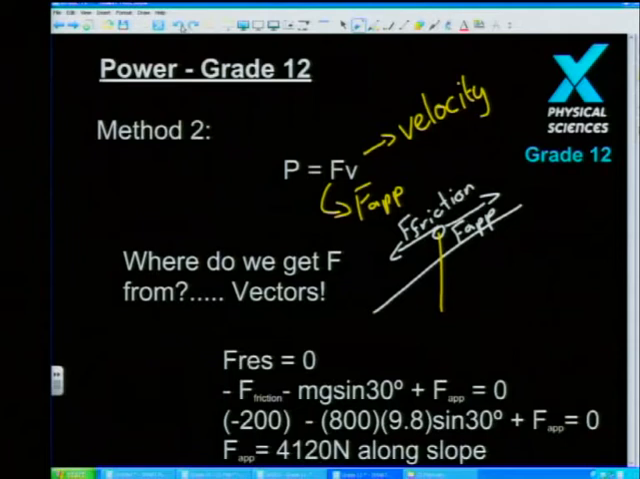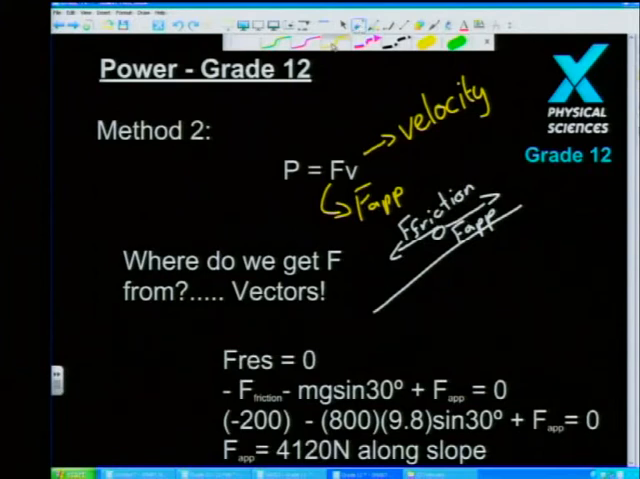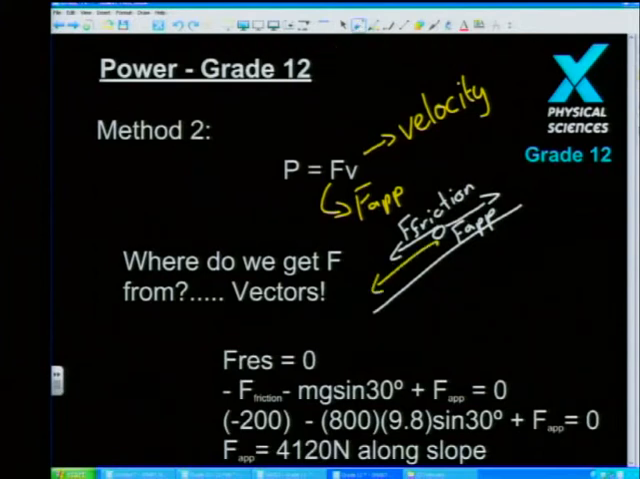So let's undo the mess. Let's take away our arrow because it's not meant to be there. So what I'm going to show you now is how to calculate the force of gravity but parallel to the slope.